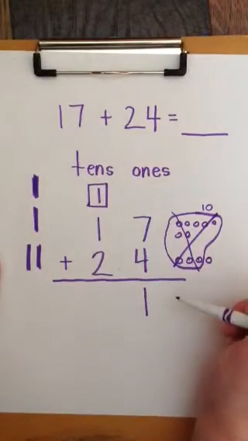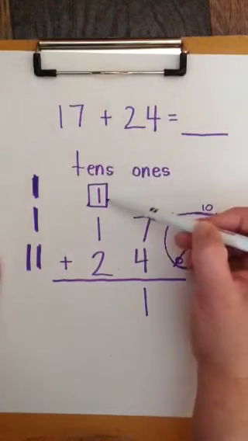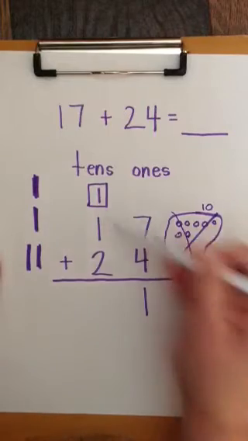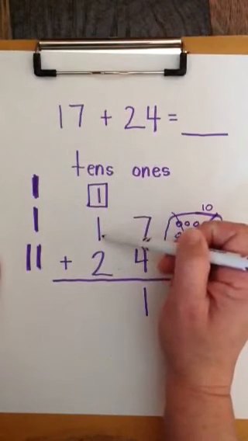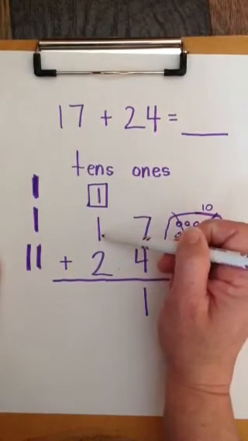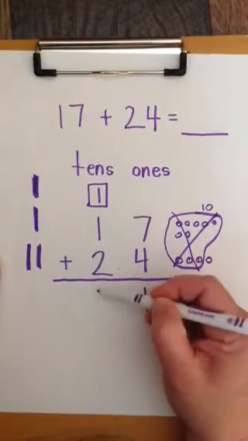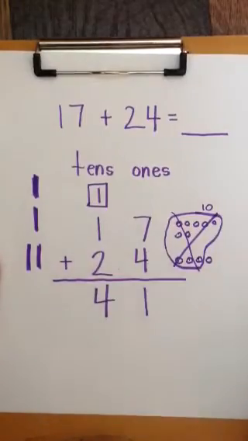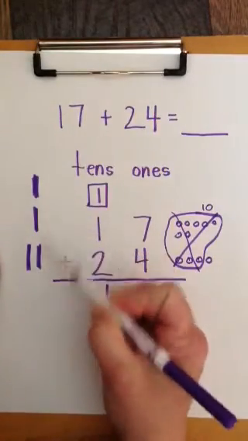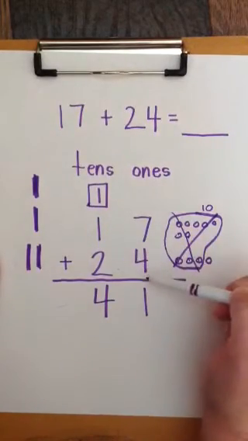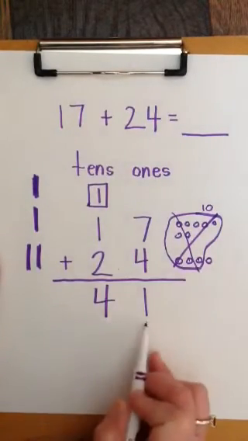It's what's left over after I move the ten over. Okay, so now I have 1 ten and 1 ten and 2 tens. So 1 and 1 makes 2 tens, and 2 more makes 4. So I have 4 tens. And my picture shows 4 tens also. So 17 and 24 equals 41.